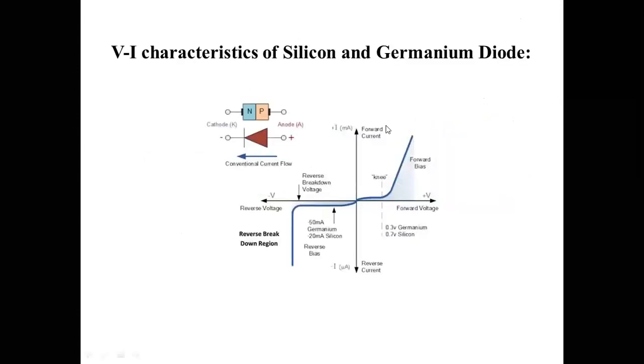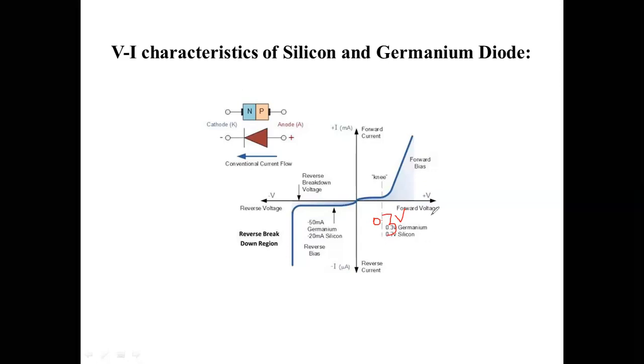This is the VI characteristics of silicon. The only change for silicon is 0.7 volt. Here it will be 0.7 volt. If you show this, it is a silicon diode characteristic, and if you show it with 0.3 volt, this will be the germanium VI characteristic. That's it.